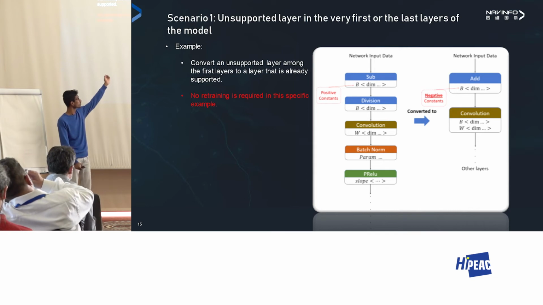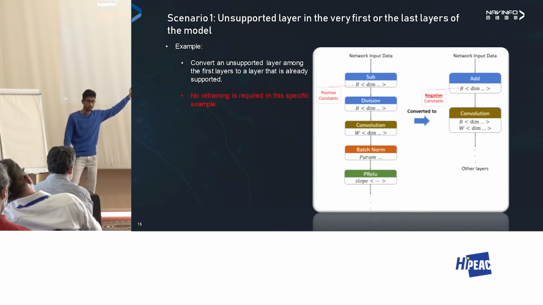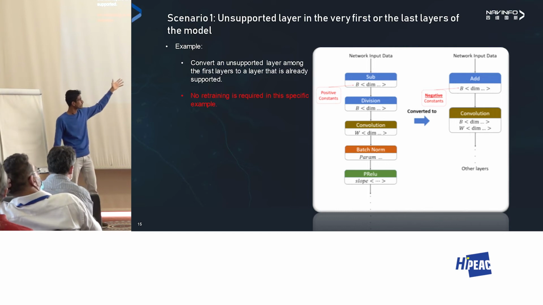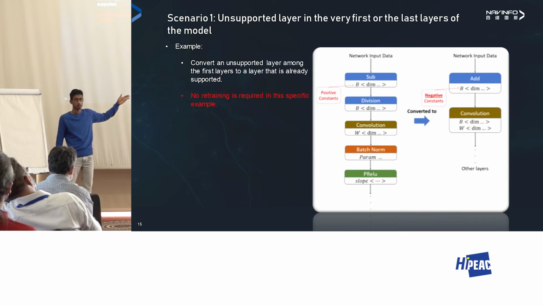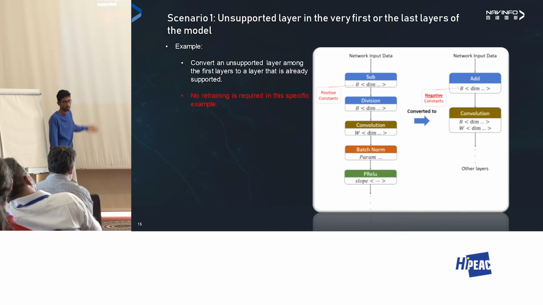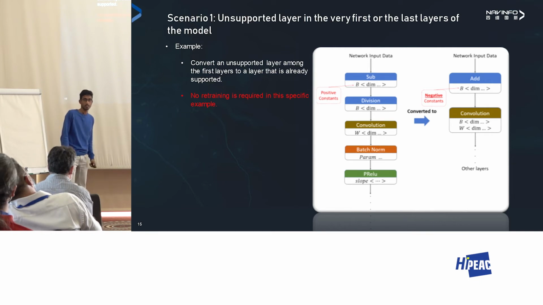Maybe in the initial layers you have something else, maybe the convolution itself in the beginning, which is not supported, which would be really terrible. But if it's not supported, then we need to look at all the other scenarios to see what suits this model best. In case this is something as simple as this, then you don't need retraining. So you can just quickly go over it.